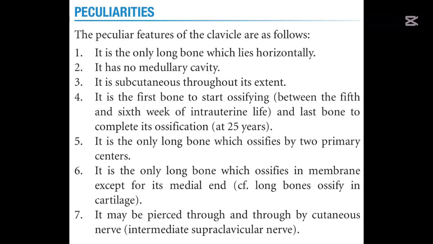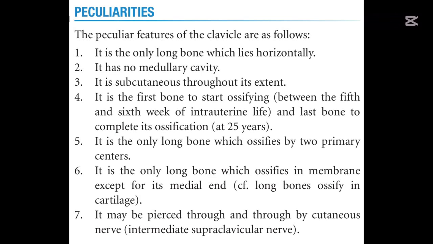It's the first bone to ossify and the last bone to complete ossification, which means it is the first bone that starts forming at about the 5th to 6th week of life. That's when the clavicle starts forming. And it's the last bone to ossify, which means it's the last bone to completely fuse, which is at 25 years. So I start by 5 and I finish at 25. That is very simple. 5 weeks in the womb and 25 years outside the womb.